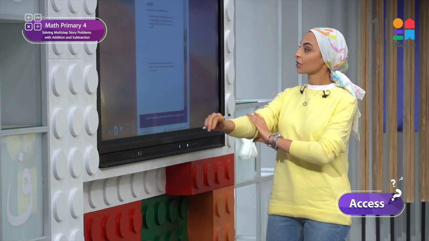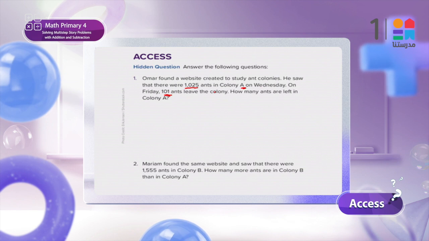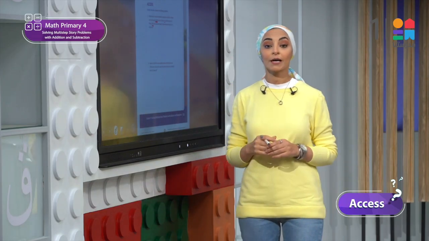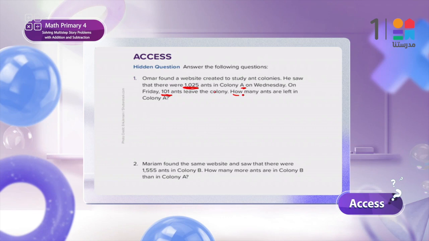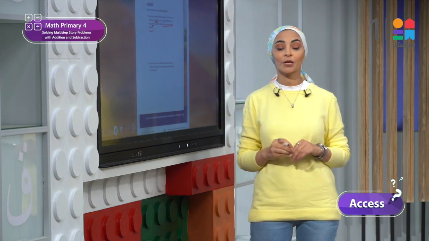Okay, as we see here, I have 1,025 ants in colony A on Wednesday. On Friday, 101 ants leave the colony. So I will circle the two numbers I have, 1,025 and 101. Then we will underline the question. Where's the question? How many ants are left in colony A? Then we have extracted the information.